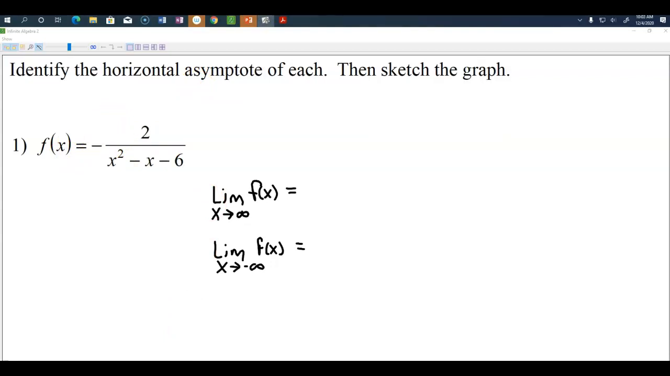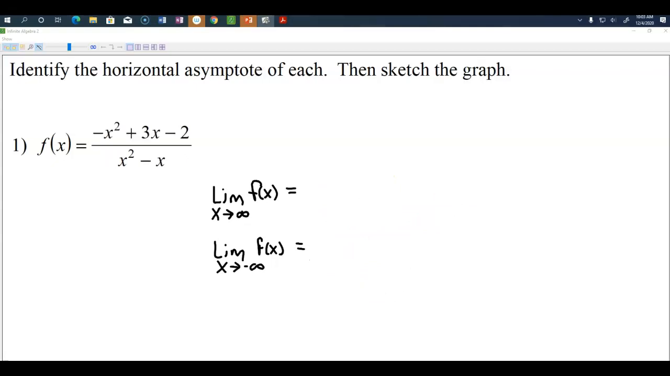Notice that there is no power on the top and that there is a power on the bottom. Well, that would indicate that the power on the top is less than the power on the bottom. And when that happens, the answer is 0. And once again, that would be my horizontal asymptote. So that's much, much faster.